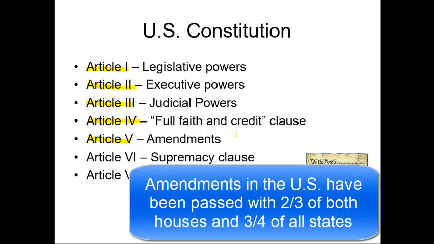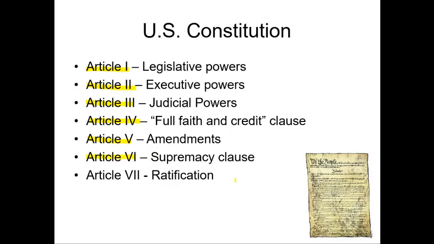Article 5 outlines a fairly concise amendments process to the Constitution. Article 6 is the Supremacy Clause, which states the supremacy of the federal government. And then Article 7 was the process of the Constitution being ratified.